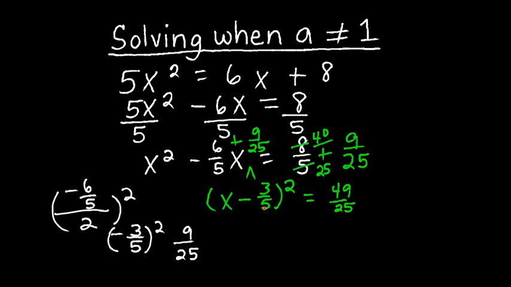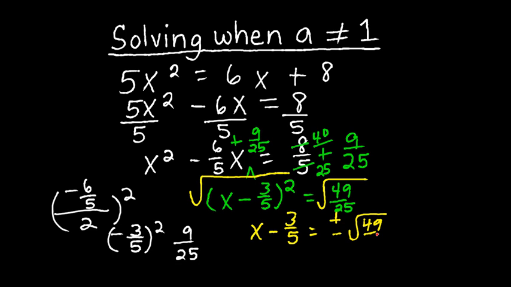Okay, now to solve this, I'm going to go ahead and take the square root of both sides, like so. And now that I have that, I can simplify this left side to x minus 3/5. And on the right, I'm going to turn it into plus or minus the square root of 49/25, which is, since they're both perfect squares, plus or minus 7 over 5. Okay, so x minus 3 over 5 equals plus or minus 7 over 5.